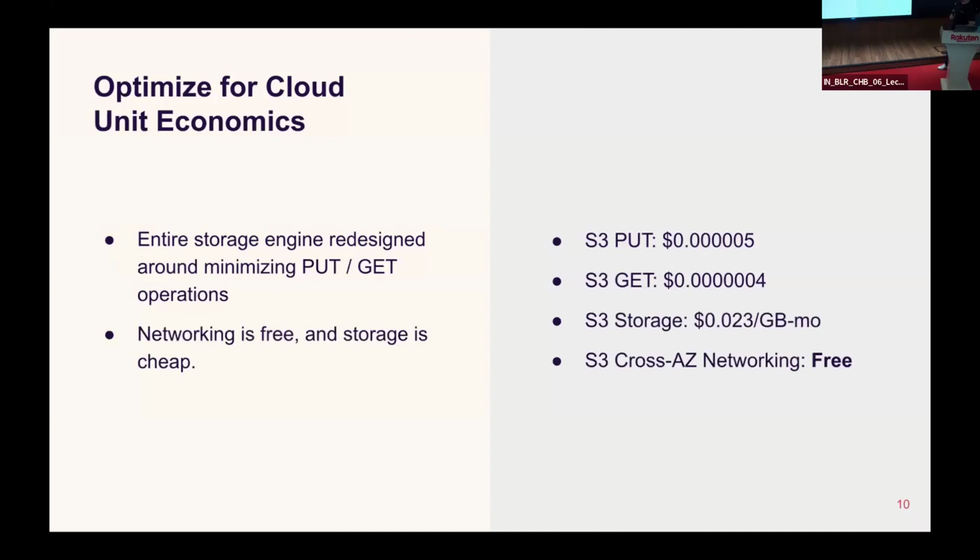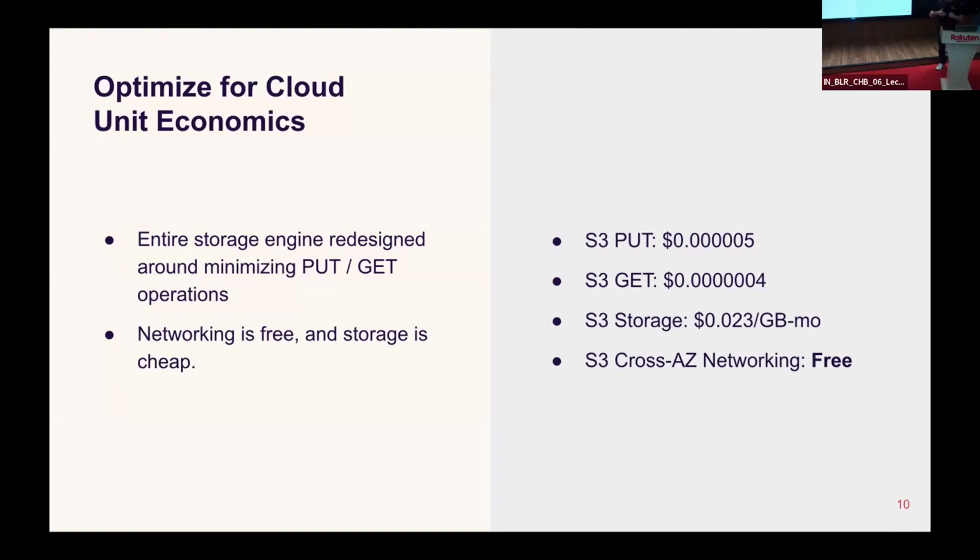The other thing to know about object storage is that storage is really, really cheap, right? I've been talking about that the whole time, basically. And networking between VMs and object storage, regardless of availability zone, is always free. And so this has some really important implications for how we design the storage engine. Everything we do has to minimize the number of put requests and the number of get requests. But it's okay to increase the amount of data that we store or to do additional networking, because those things are either cheap or free.